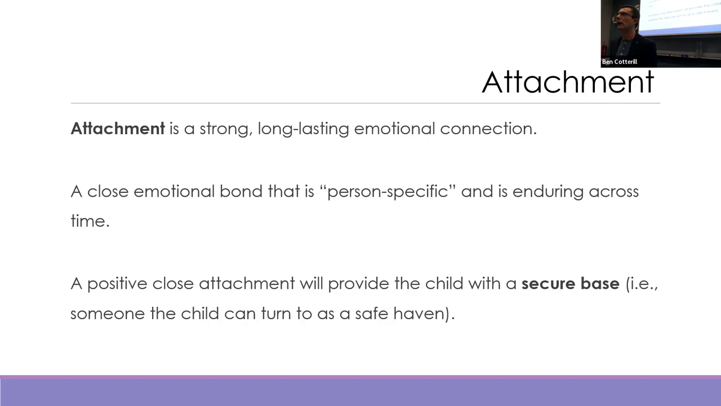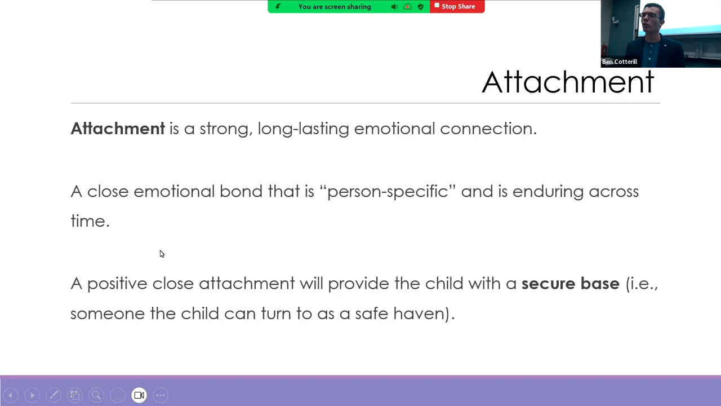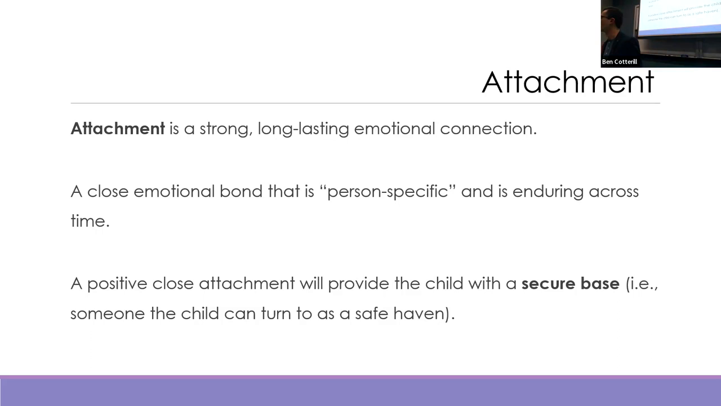Now, if one has a positive close attachment, what that means is that the child identifies that caregiver, that figure, as a secure base, or as a safe haven. Someone that they can turn to if things go bad. If you think about a young child, maybe they fall over, they hurt themselves. What's the first thing they do? They begin to cry so that the caregiver comes to them, or they go to the caregiver, to be comforted. So the secure base is someone who they know that they can turn to if things get rough.